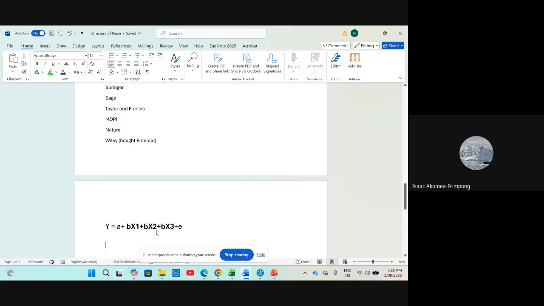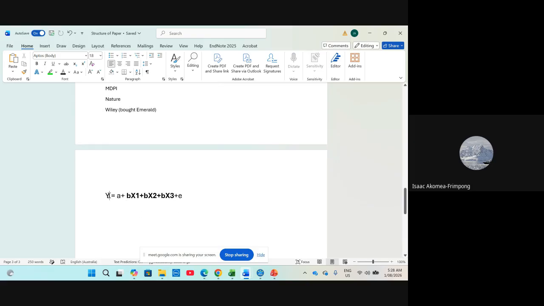Okay, so let's assume you have this, right? The y is the dependent variable, the a is the constant, and the b, x1 up to 3, they are the independent variables. The e is the error term, right? So when we say the in-sample or within-sample explanatory power, what we are trying to say is, what is the impact, the effect, of these 3 independent variables on the y, which is the dependent variable? And that is explained by what we call the R square and the adjusted R square.